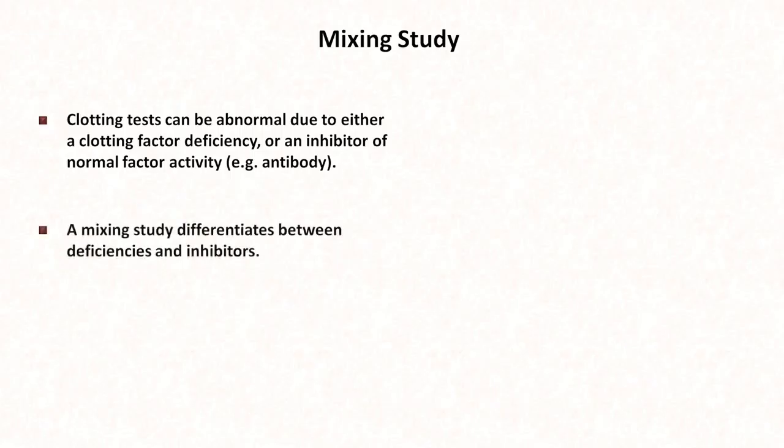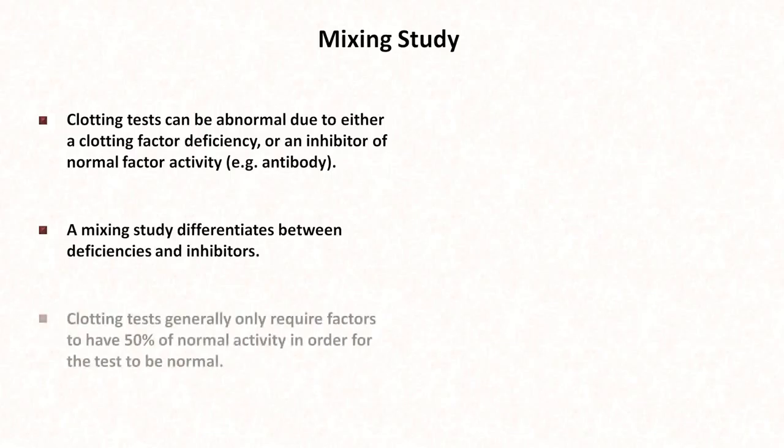A mixing study differentiates between these 2 possibilities, and it relies on the observation that clotting tests generally only require factors to have 50% or sometimes even less of their normal activity in order for the test to be normal. So here's how a mixing study works.